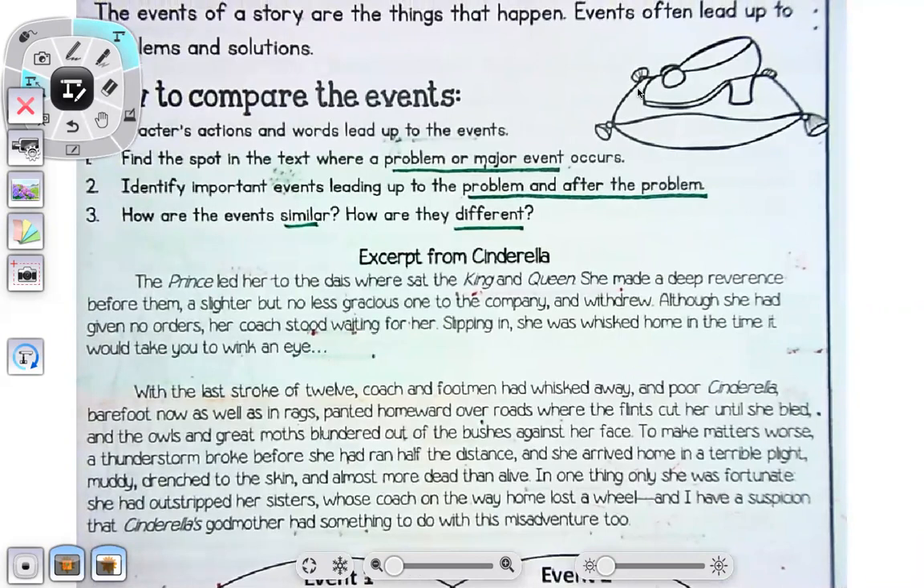In the first one, the prince led her to the dolls, where sat the king and queen. She made a deep reverence before them, a slight but no less gracious one to the company, and withdrew. And although she had given no order, her coach stood waiting for her. Slipping in, she was whisked home in the time it would take you to wink an eye.